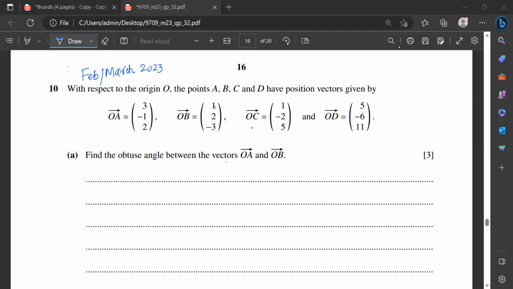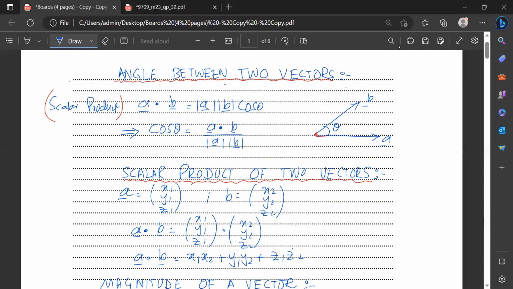So the formula for the angle between two vectors is here. The scalar product we know is A dot B equals magnitude of A, magnitude of B into cos of theta. This is the definition of the scalar product, and from here you can make cos of theta the subject. So cos of theta is A dot B over magnitude of A, magnitude of B. So we have a scalar product in the numerator, and the denominator is the product of two magnitudes.